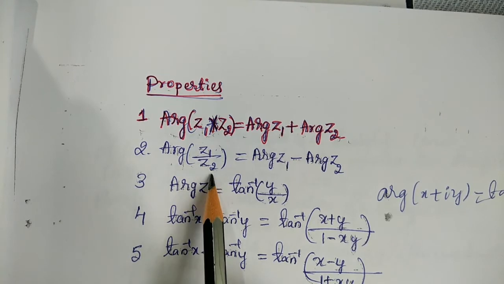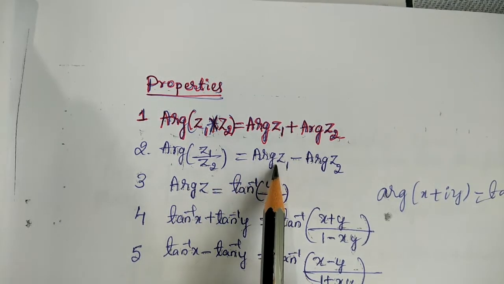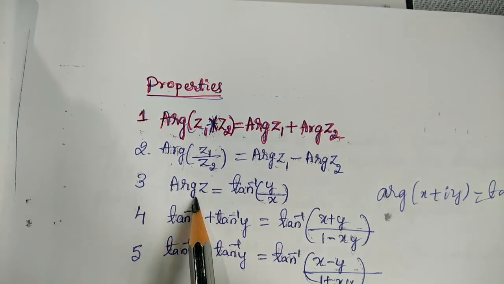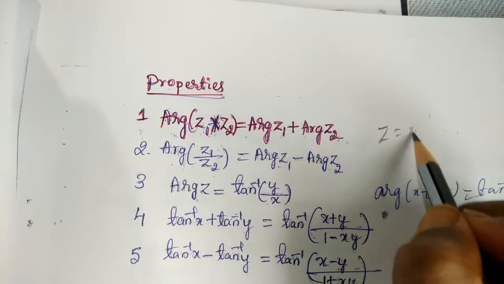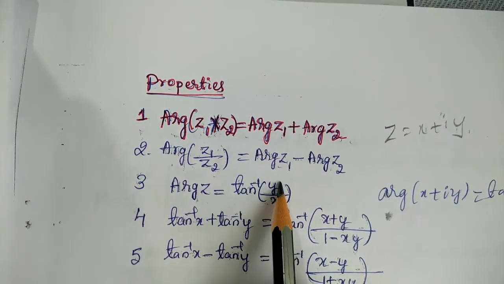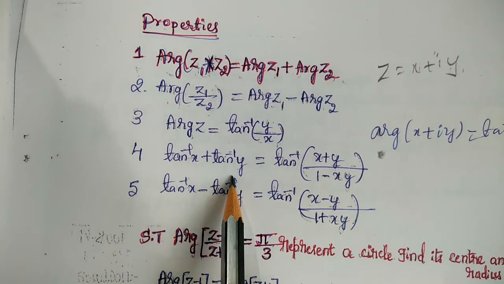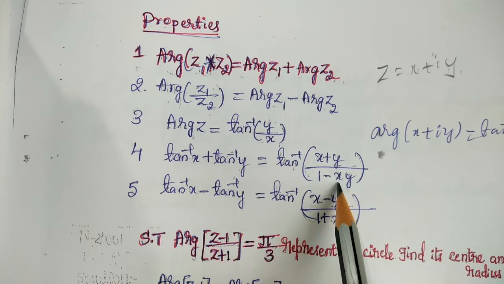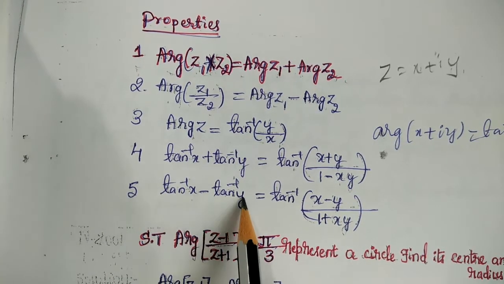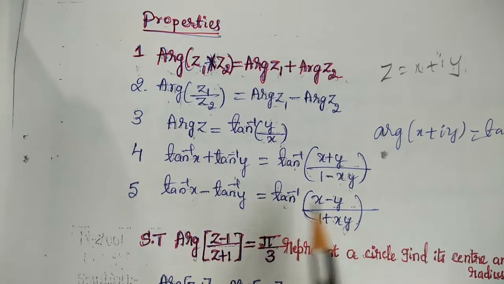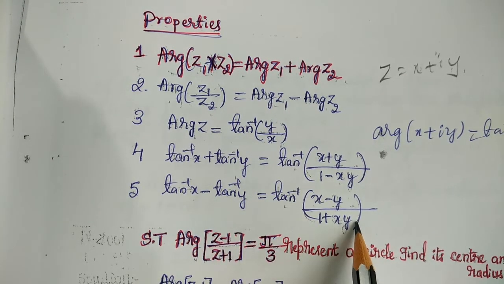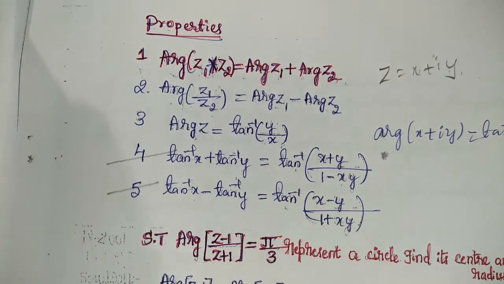Second property, arg of z1 by z2. So division becomes subtraction. So that is arg of z1 minus arg of z2. Next, we know that arg of z is what? If z is x plus iy, then arg of z is tan inverse of y by x. Tan inverse of imaginary part divided by real part. Next, we know the tan inverse x plus tan inverse y formula in inverse trigonometry. So what is that formula? Tan inverse x plus tan inverse y is equal to tan inverse of x plus y divided by 1 minus xy. So similarly, tan inverse x minus tan inverse y is what? Tan inverse of x minus y divided by 1 plus xy. This one you studied in class 12 and also in the BSc first semester.